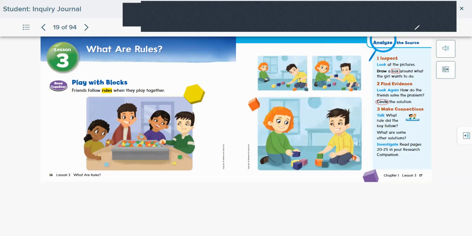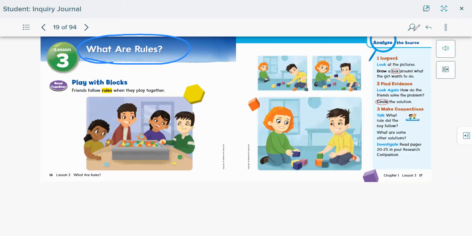We are on chapter 1, lesson 3, and we are talking about rules. What are rules? Let's look at this picture over here. What does it look like these kids are doing? It looks like they're playing together with blocks. Does it look like they're following rules in this picture? It does. It looks like they're playing together. It looks like they're sharing the blocks. So it looks like they're following rules as they play together.